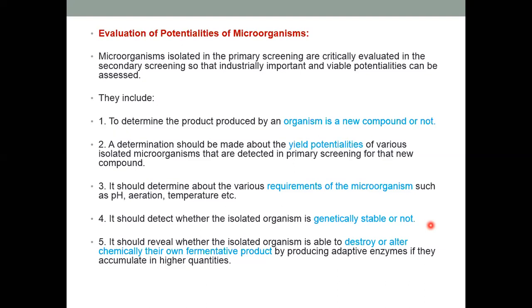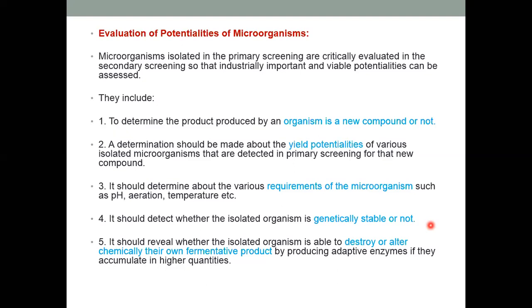So once you identify it, you go for subculturing and maintenance of the stock microorganism, and then you're going to bring it back for the fermentation process, the industrial process, again. You don't expect the organism to change, right? You want it to be genetically stable. So you also want to examine this factor as well.